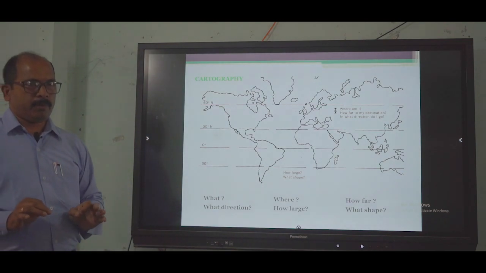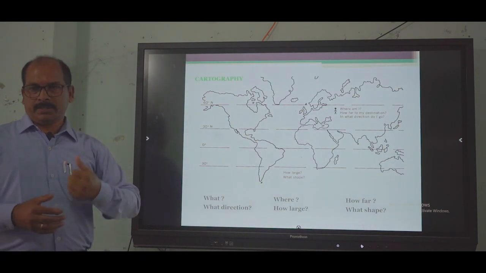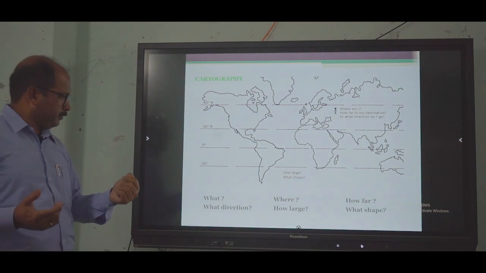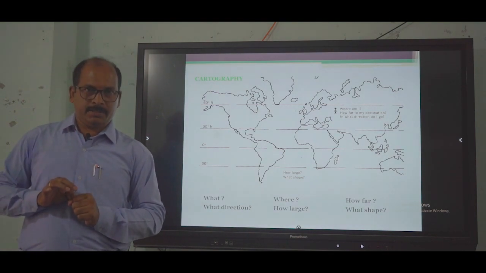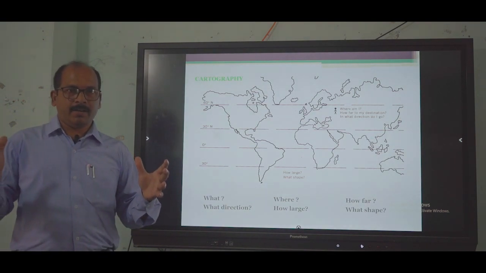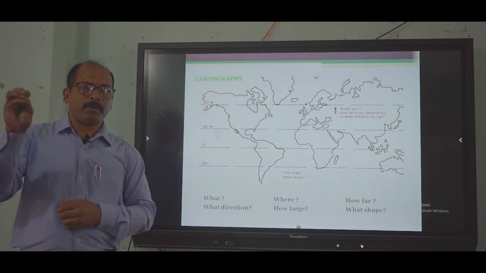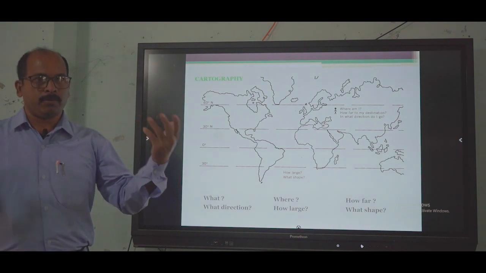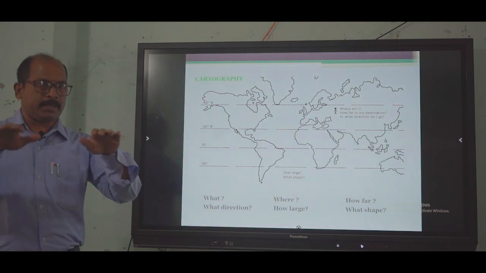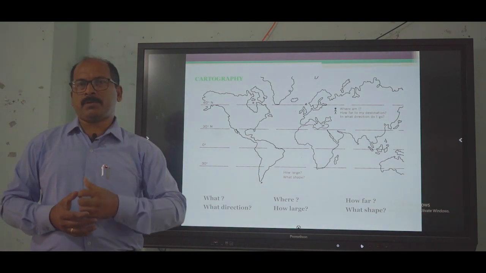Wherever location is concerned, there may be a place, like Goalpara, Delhi, Calcutta, Singapore, Beijing. What is the direction from this place? Where is it? How large is it? How far is it? And what is the shape of that place, of that area, of a district, of a state and of a country? This visual structure, the visual appearance of the real earth, is transformed to a flat surface with the help of cartography.